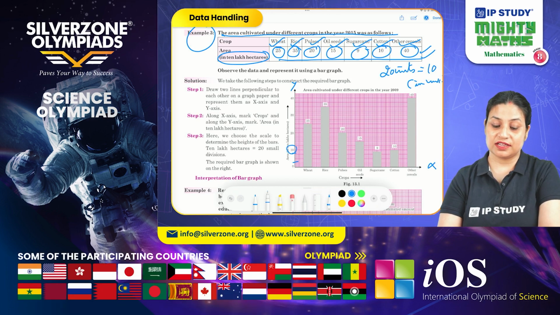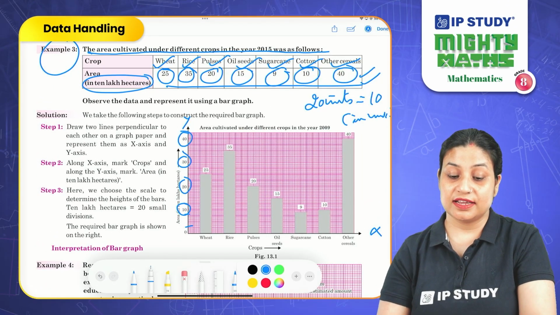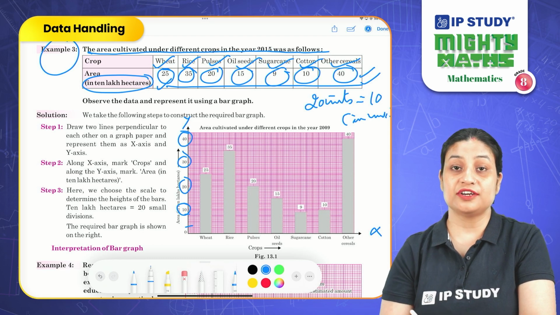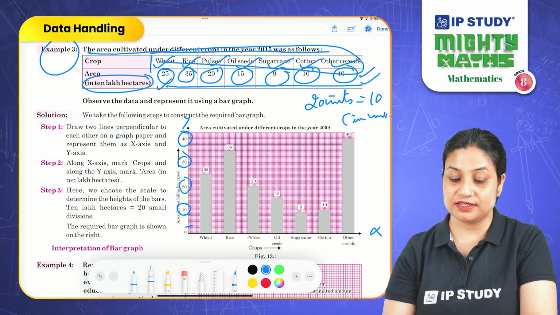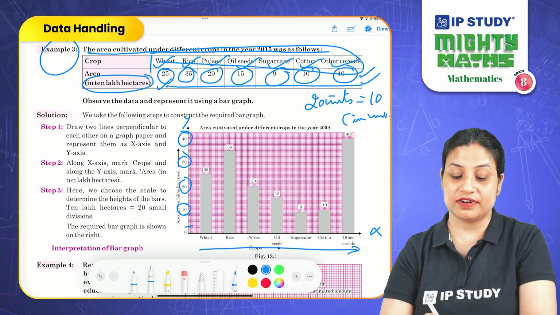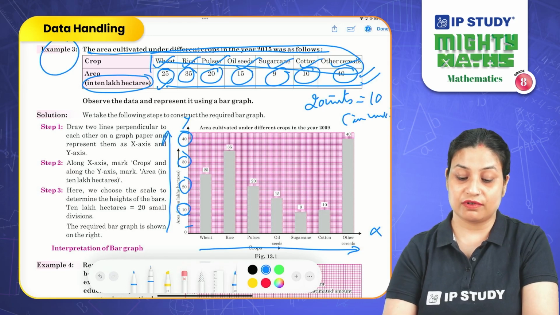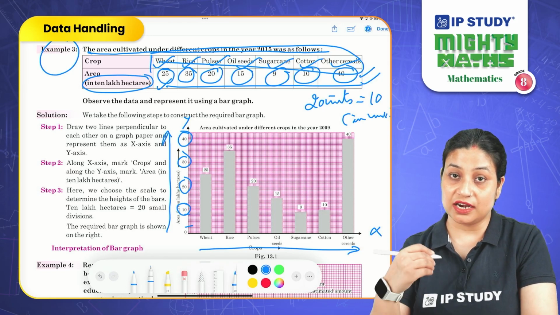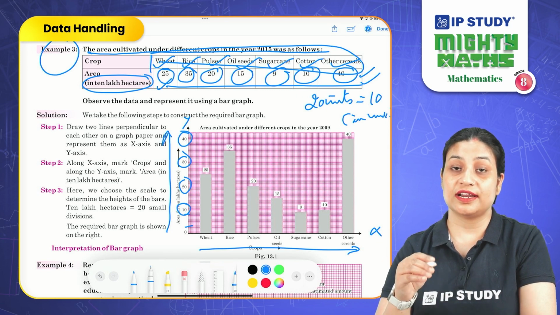So we have taken 10, 20, 30, 40 according to the scale that we have chosen over here. Next thing is to read the data and then start drawing it. Whatever crop is given to you will be represented on the x-axis, and the area in which it is cultivated is given on the y-axis. You have chosen a correct scale that you have already drawn over here. Now start representing the data using a rectangular bar.